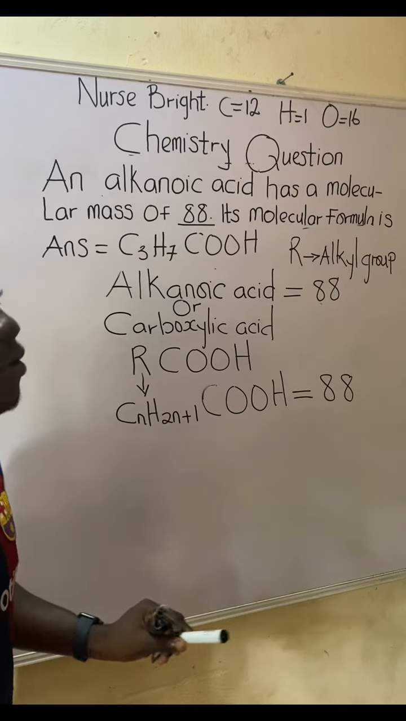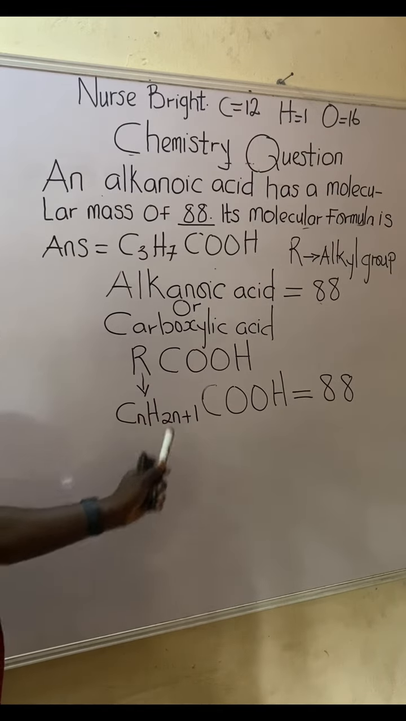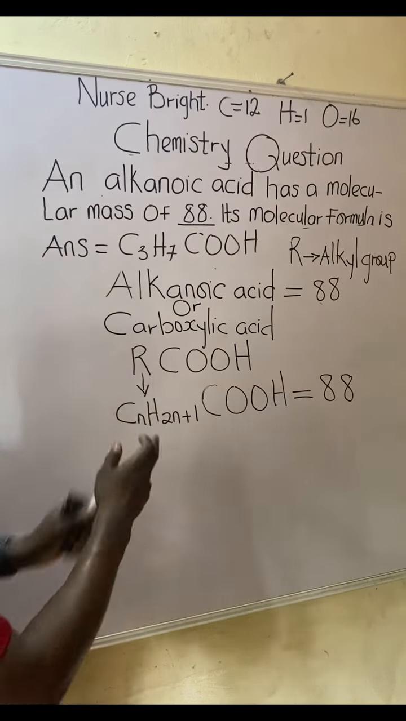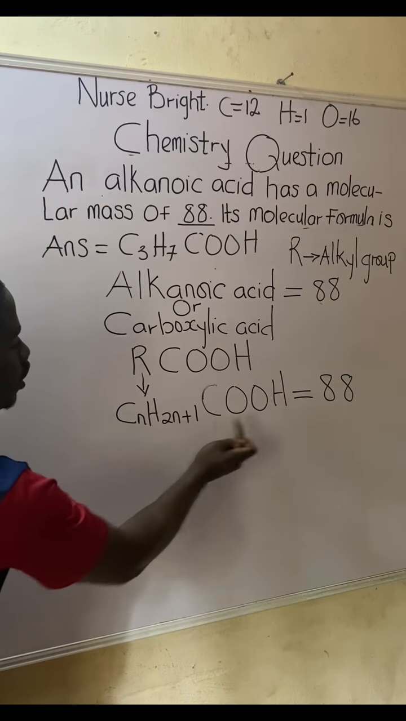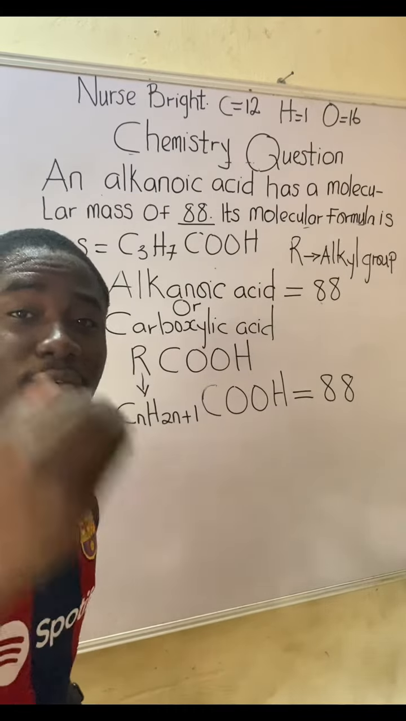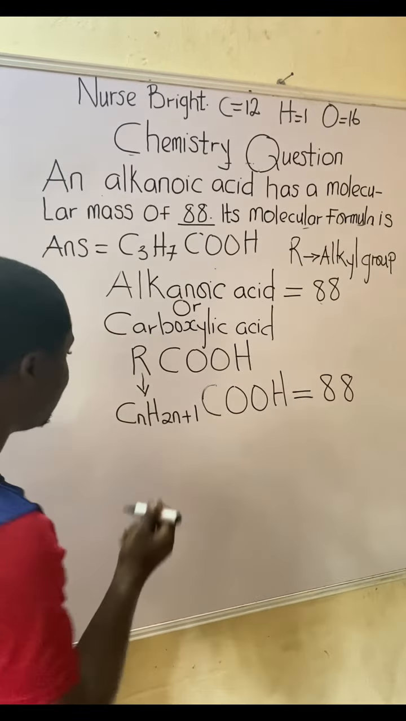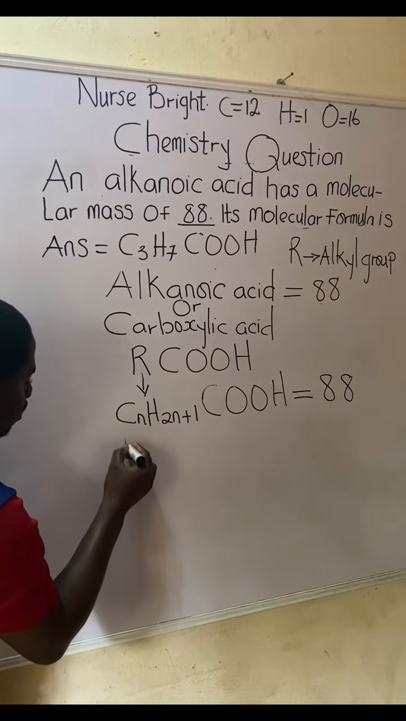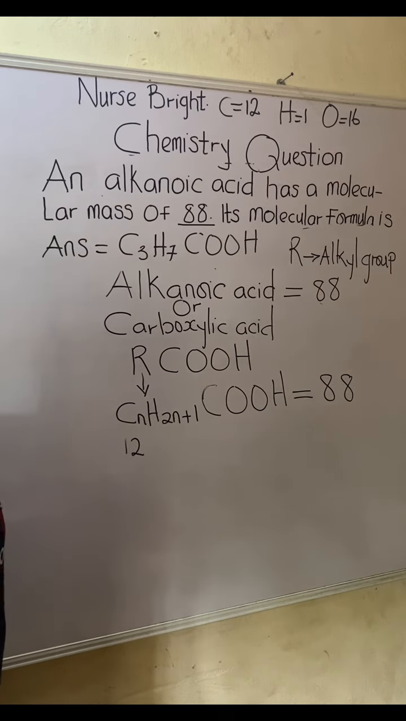So let us solve for n together. It is extremely easy. Before we do that, we have to note the atomic masses of the elements involved here. We have three important elements, which are carbon, hydrogen, and oxygen. So it will help us. So let us calculate for n. Let's do that together. So first of all, carbon atomic mass is 12. Are you following me now?